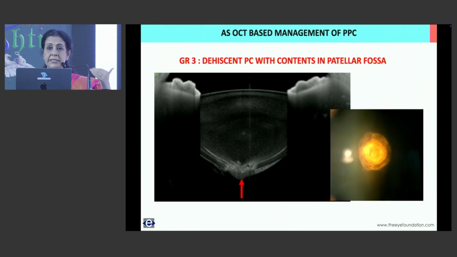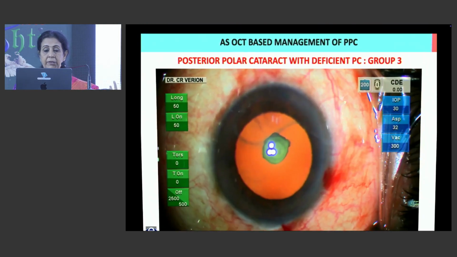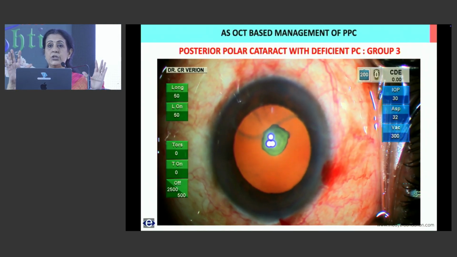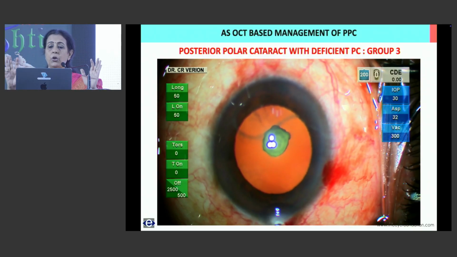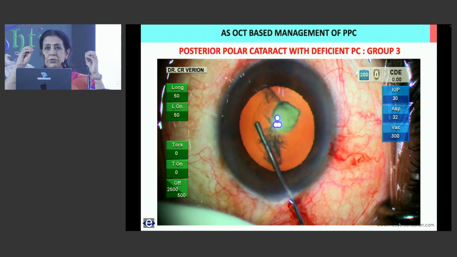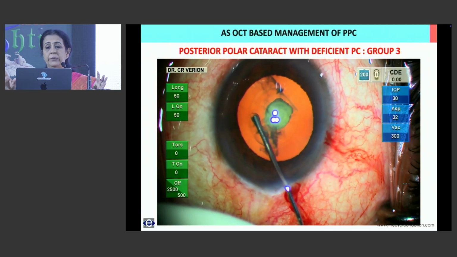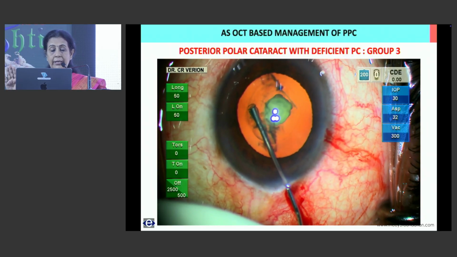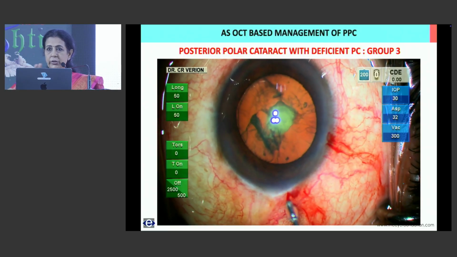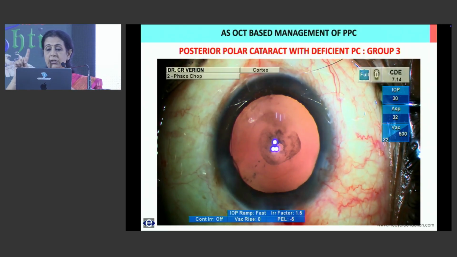Now here, the PC is dehiscent and the contents are in the patellar fossa. So that means the PC is open. So you are sure shot operating on an eye where the posterior capsule is already open. You know there could be a nucleus drop, so this is a very careful surgery. Hydrodissection, no rotation, hydrodelineation, no rotation.